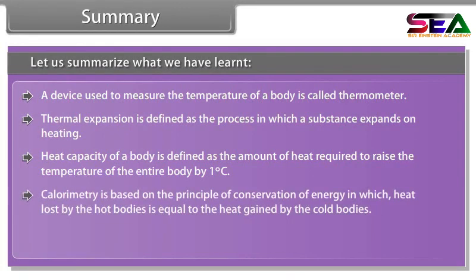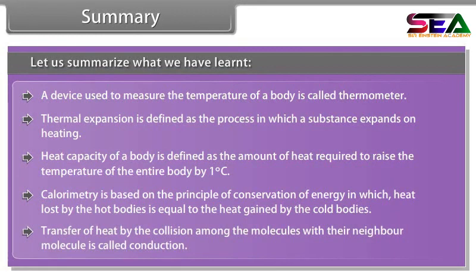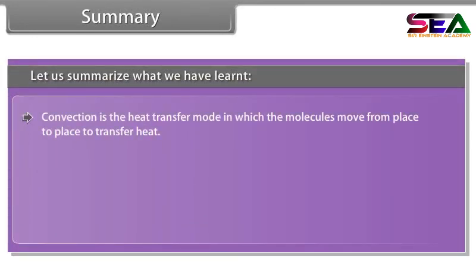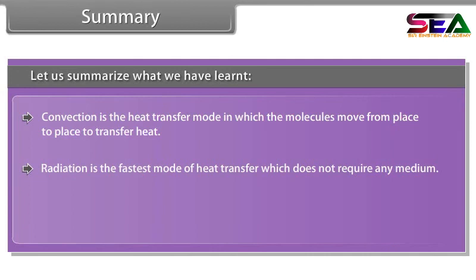Calorimetry is based on the principle of conservation of energy, in which heat lost by the hot bodies is equal to the heat gained by the cold bodies. Transfer of heat by the collision among the molecules with their neighbor molecules is called conduction. Convection is the heat transfer mode in which the molecules move from place to place to transfer heat. Radiation is the fastest mode of heat transfer, which does not require any medium.